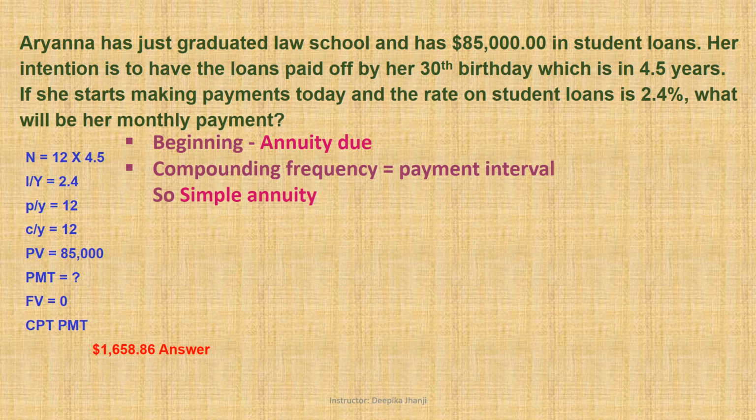My next question is, Rihanna has just graduated law school and has 85,000 in student loan. Her intention is to have the loans paid off by her 30th birthday, which is in 4.5 years. If she starts making payments today and the rate on student loan is 2.4%, what will be her monthly payment?